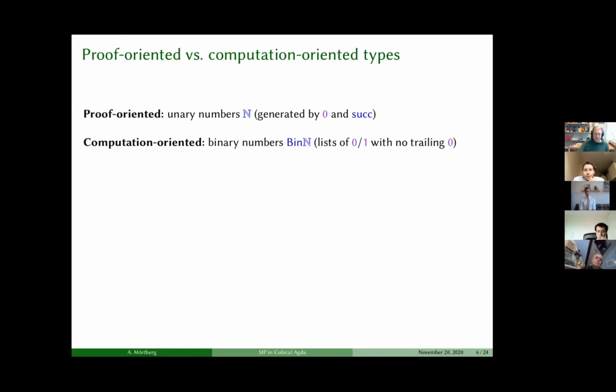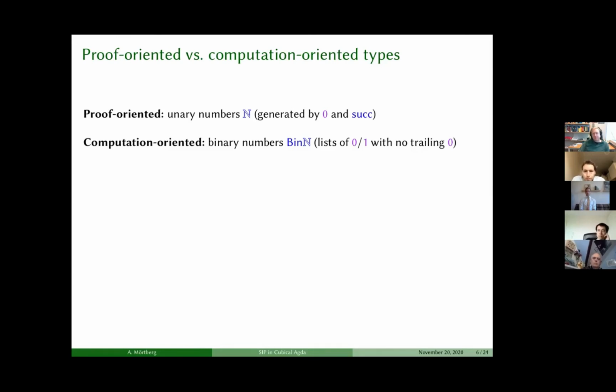All right, so let me give an example of this first problem. Why would you transport programs and proofs from one type to another? When you look at different types in type theory, some are proof oriented and some are more computation oriented. For example, unary numbers, numbers generated by zero and successors, just like Peano numbers, are very nice for doing proofs because natural number induction is what you expect. You get it for free, so it's very easy to develop proofs for these unary numbers. But on the other hand, they're terribly inefficient to run code written with them.